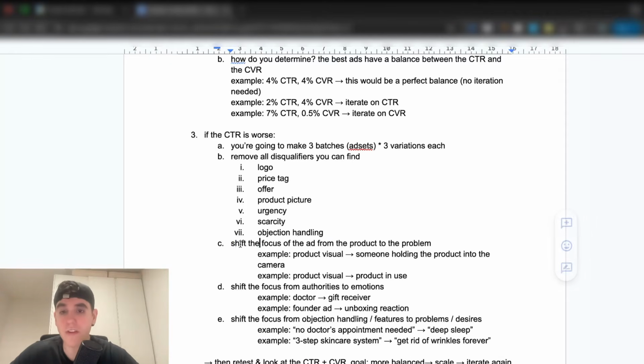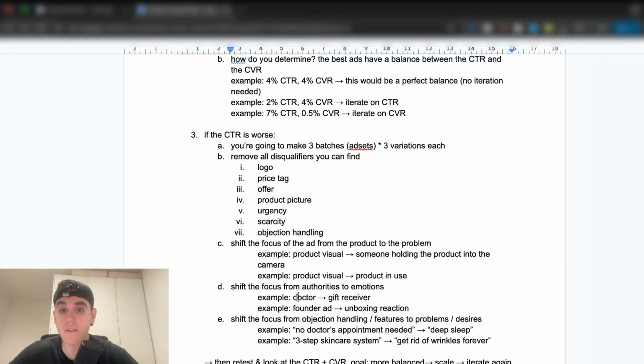Second thing you're going to do is you're going to shift the focus of the visual of the ad from the product to the problem. Example, product visual, someone holding the product into the camera. Example, product visual turns into product in use, right? Next thing you're going to do, shift the focus from authorities to emotions.